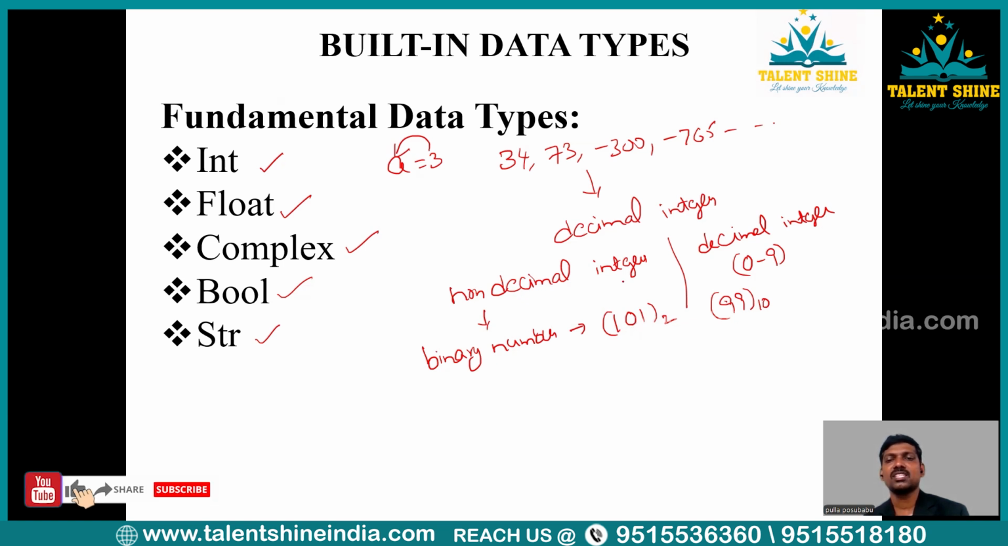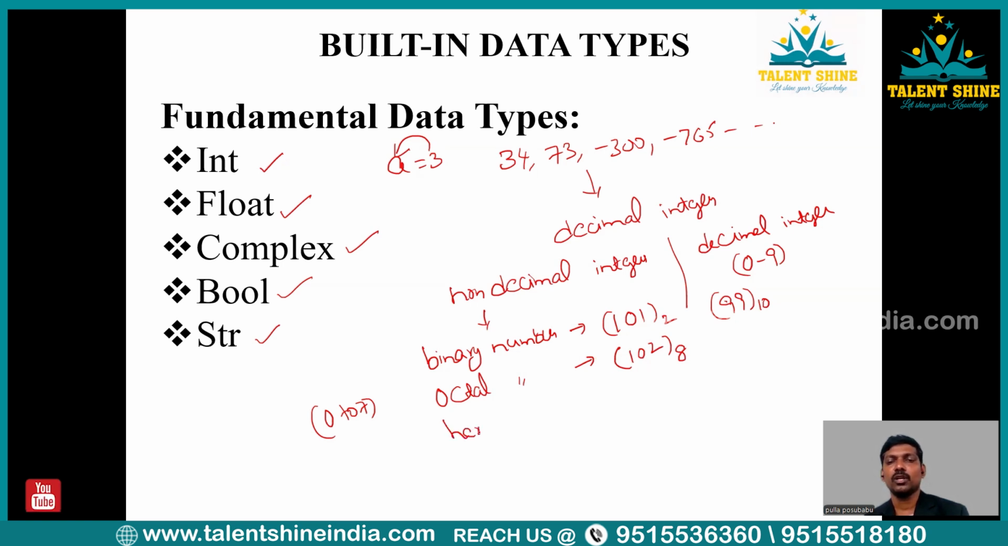So any other non-decimal integers we have? For example, one more: octal numbers. So here the suffix is 8. So we have 0 to 7, a total of 8 distinct digits that we can use to form octal numbers. I'm going to take here 102. This is one of the octal numbers, where we have the suffix as 8.